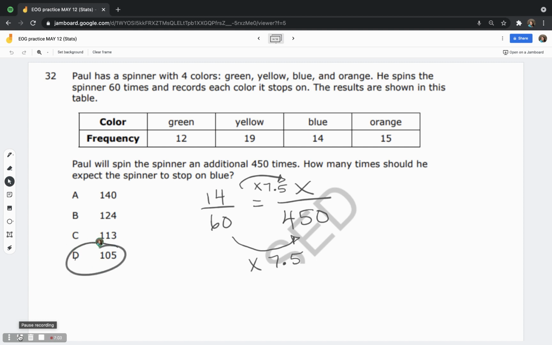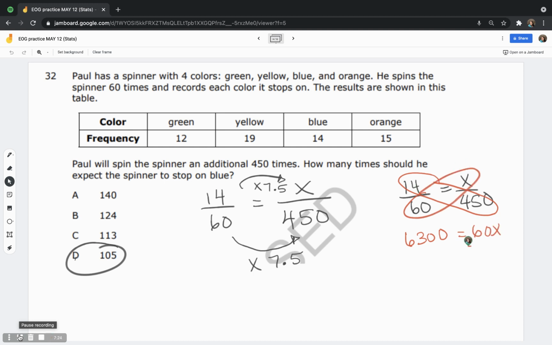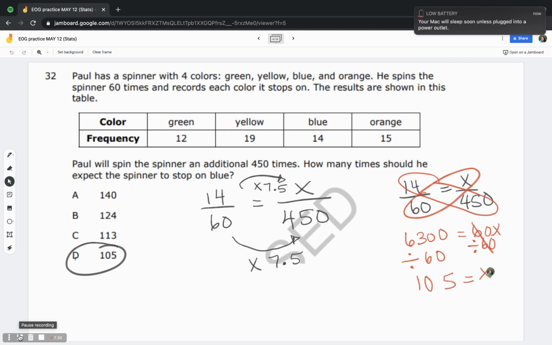If that's confusing for you, remember that you can also cross multiply. So I would multiply 14 times 450, and that's going to give us 6,300. 60 times x is going to give us 60x, and then I'm going to divide by 60. And that's going to give us 105 equals x. So either way, you will get the same answer.